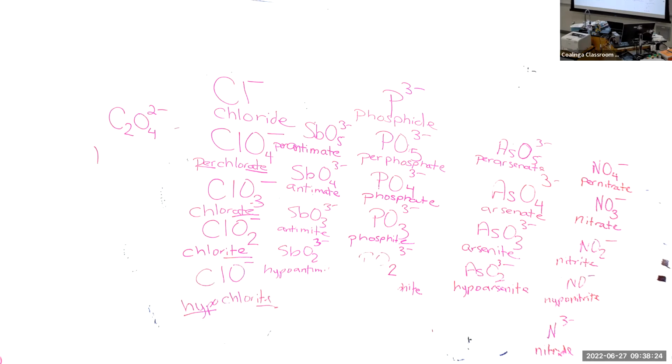Okay, what is this guy called? Oxalate. So peroxalate would be the 5, right? It would be C2O5 2 negative. Just adding stuff together.